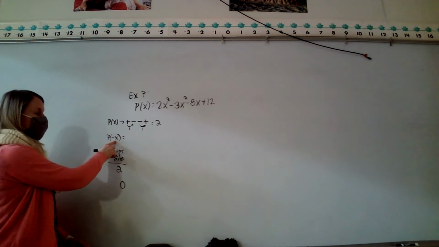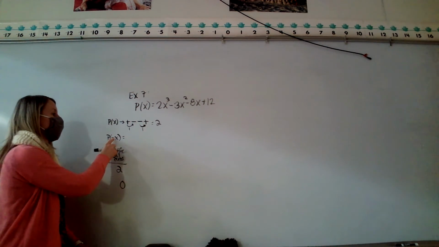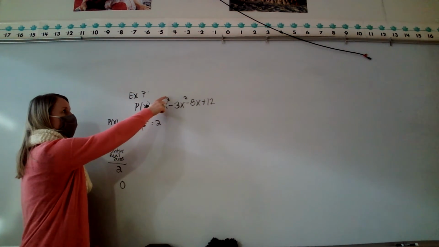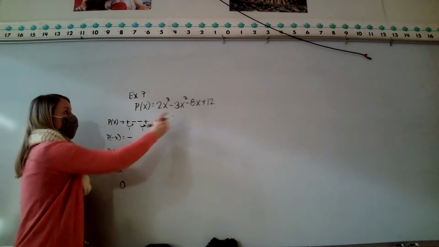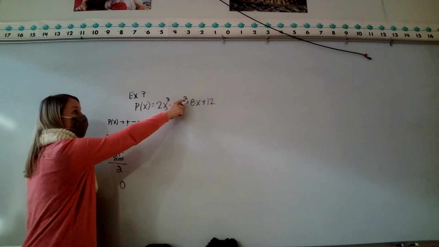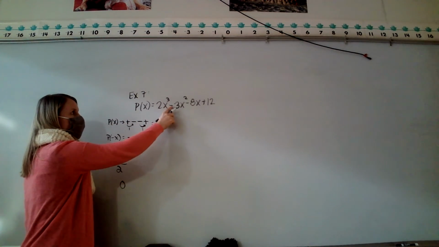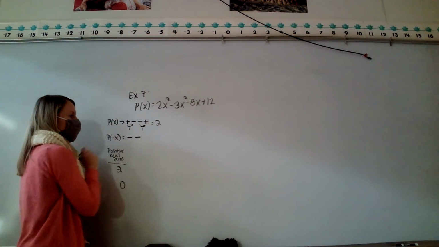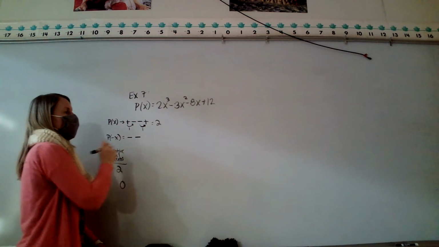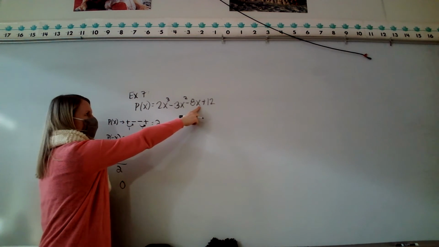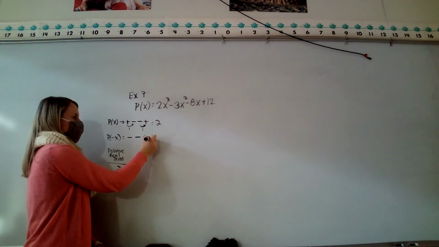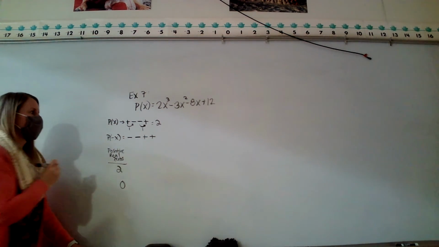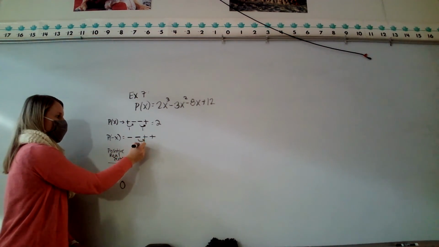For negative, I'm just going to do this in my head. If I have a negative cubed, that's a negative. If I have a negative squared, that's a positive, but there's a minus in front of it, so that would also be a negative. If I just throw in a negative here, I have a negative as well, so that would be a positive, and then the last one's positive.